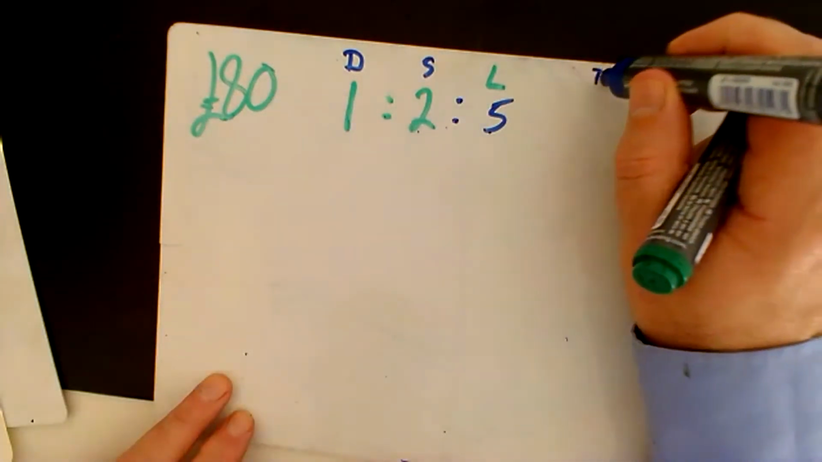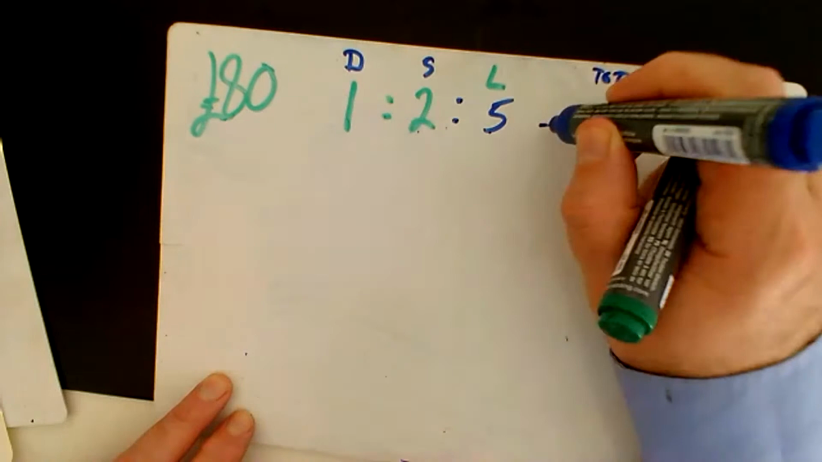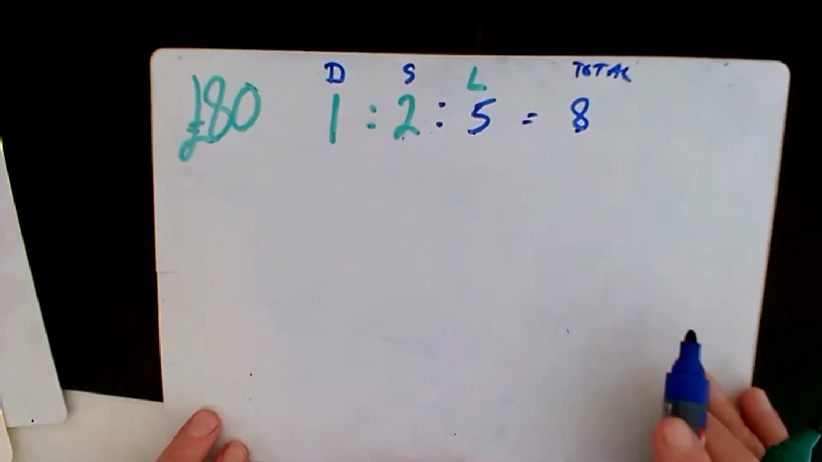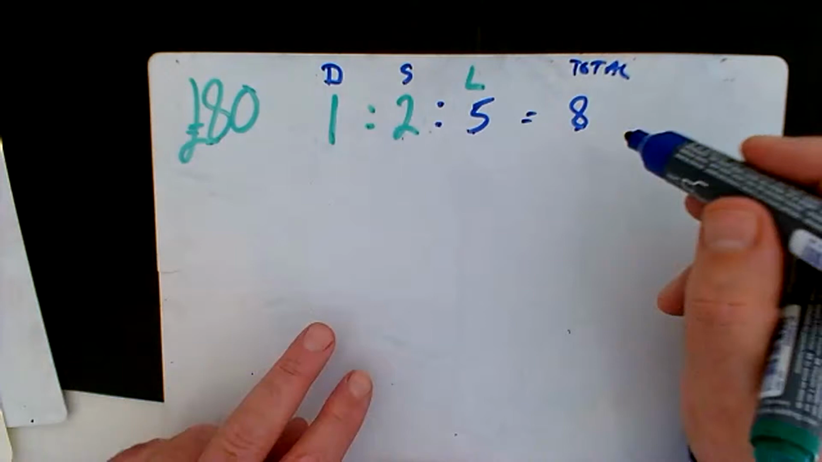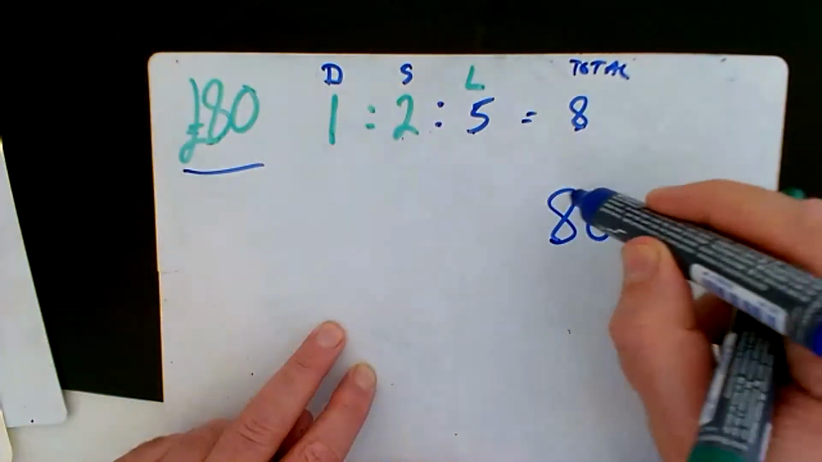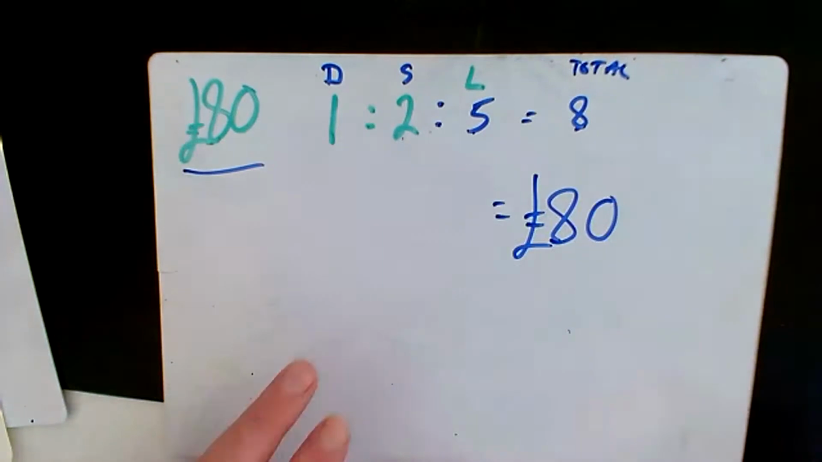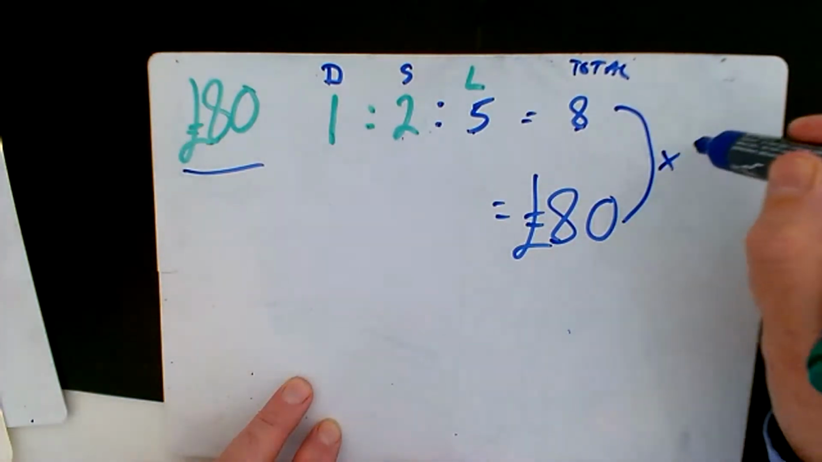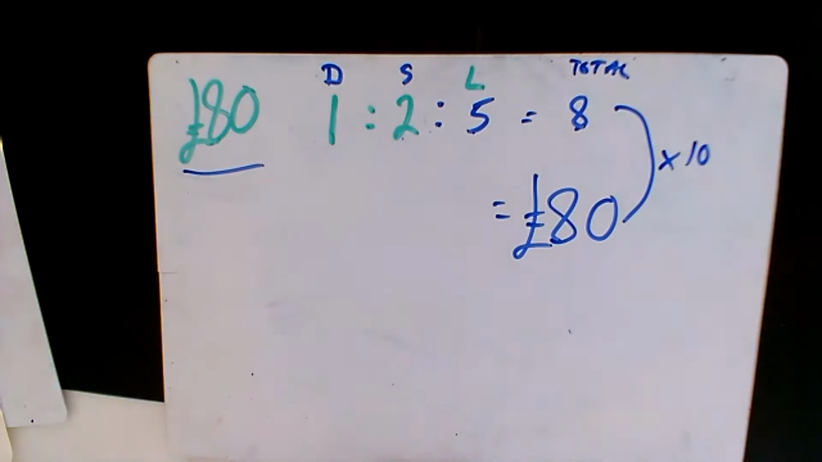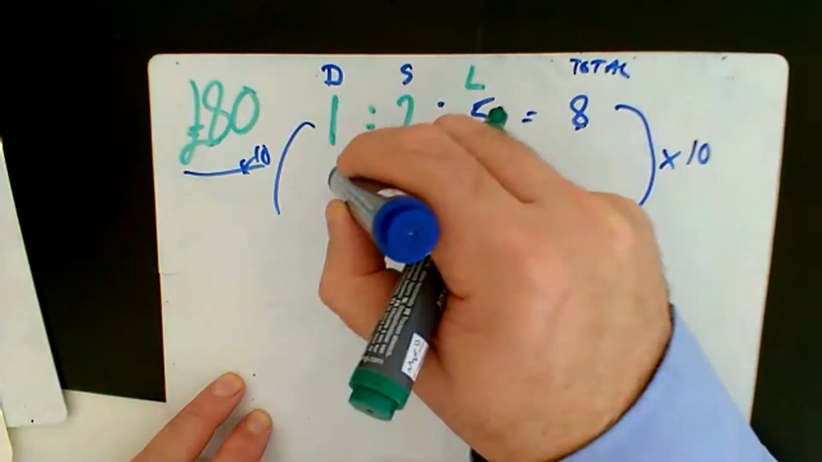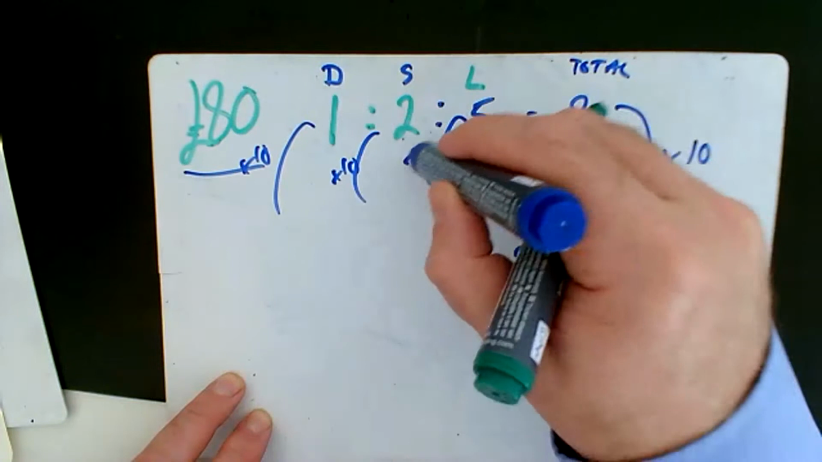So the first thing we do is the total of the ratio. That total is 8, and £80 is being shared between them. So how am I getting from the 8 to the 80? I'm timesing it by 10. That means I have to times each one by 10.